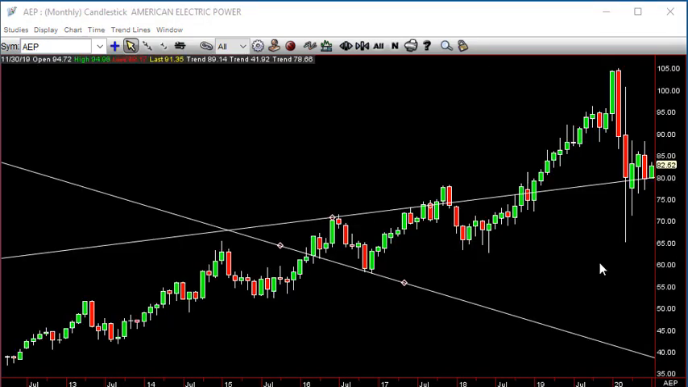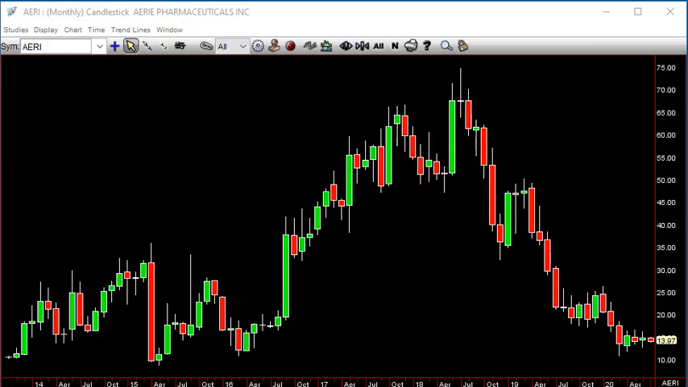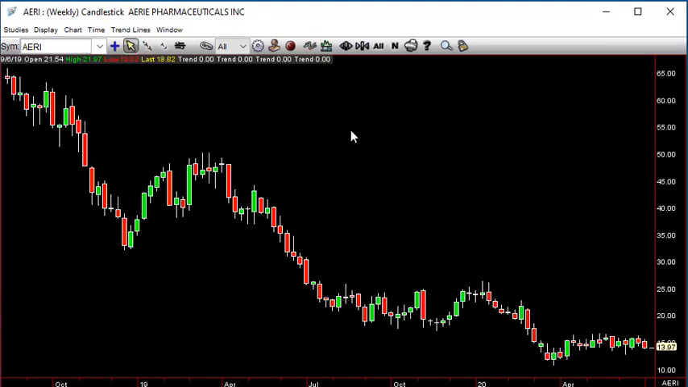AEP, like a lot of the utilities, you're going to see this stuck in the middle, right? Inside quarter stuck in these 2 months, all right? So that's all you really need to know. And you can see this higher highs, lower low, outside bar of all this. AERI. Weekly.